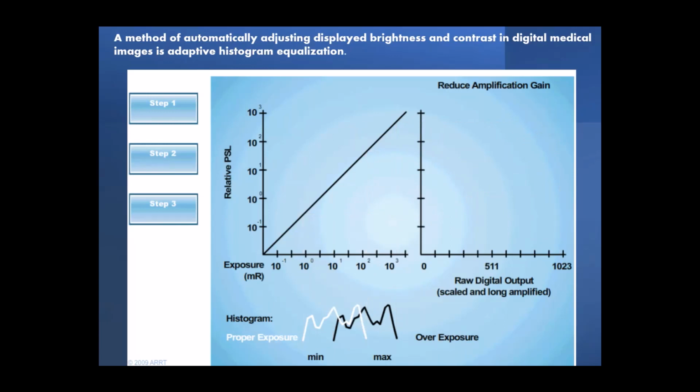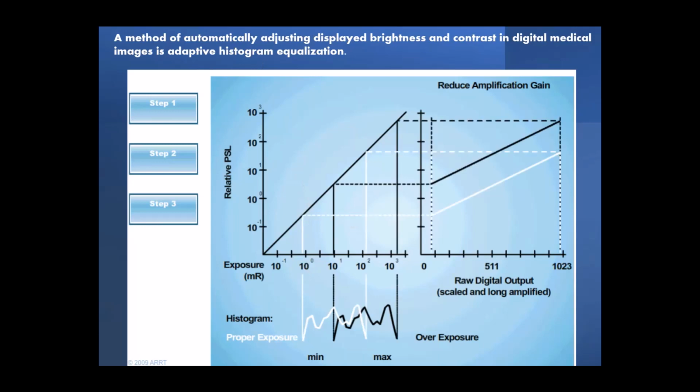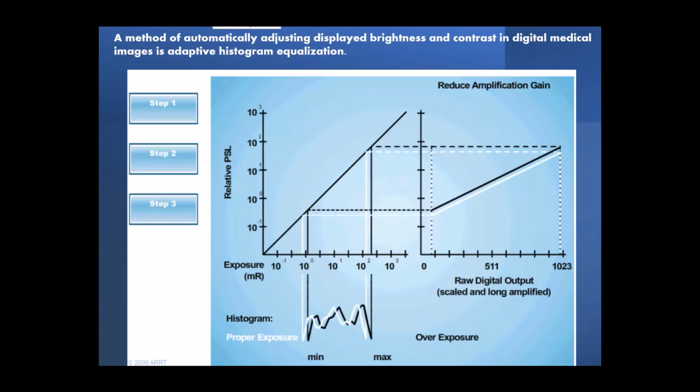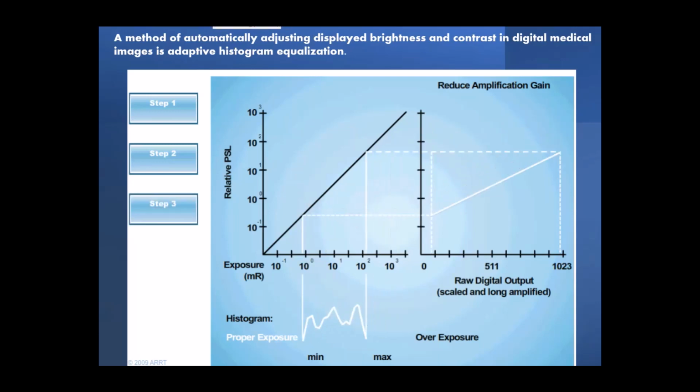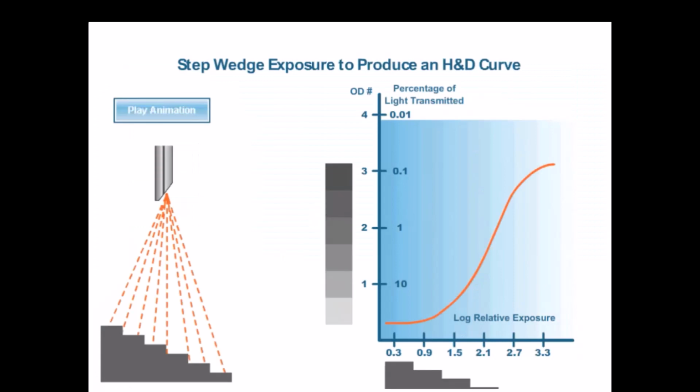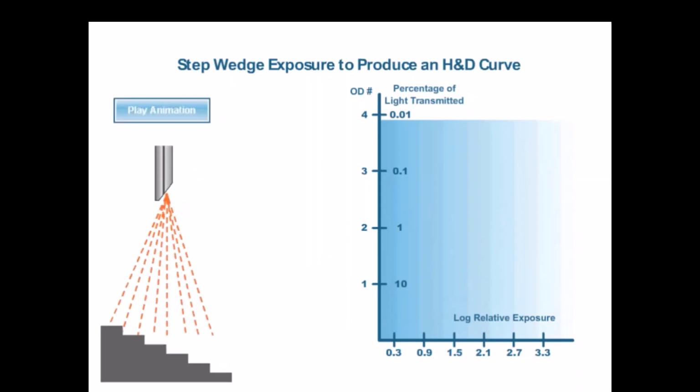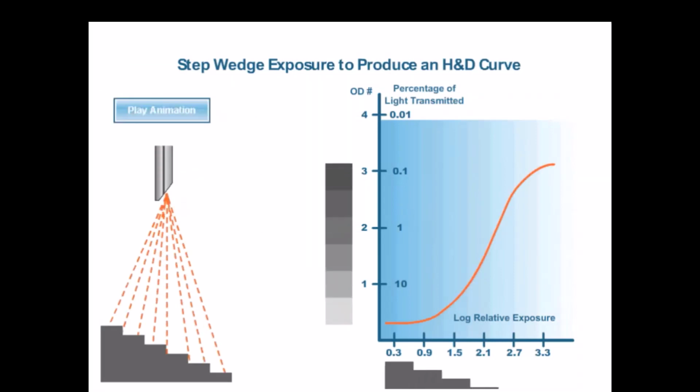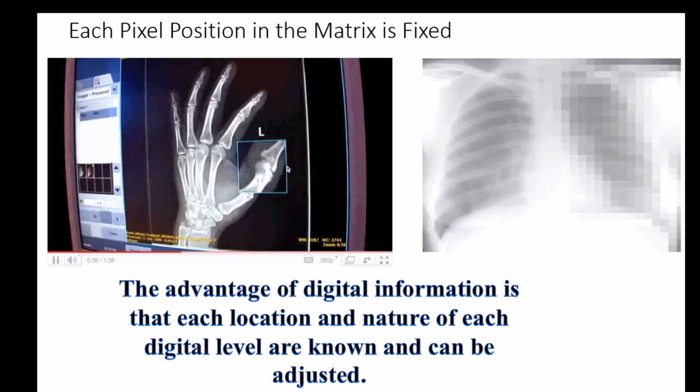Underexposure means we just don't have enough signal, and that can cause quantum mottle. On the other hand, overexposure will be too much signal, and what that will do simply is to darken the image and lose detail. This means that exposure technique is still very important. We need to get the right exposure.